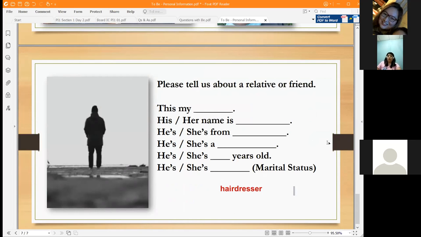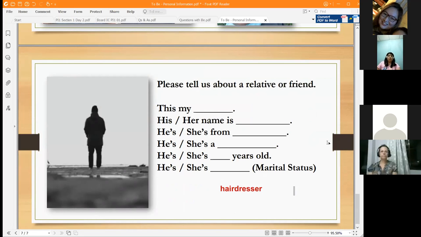Now, the next one is Katia, right? Okay. Thanks. This is my best friend. Her name is Stephanie. She is from Germany. She is a student. She is 32 years old, and she's single. Single, excellent. Thank you very much. Good job.